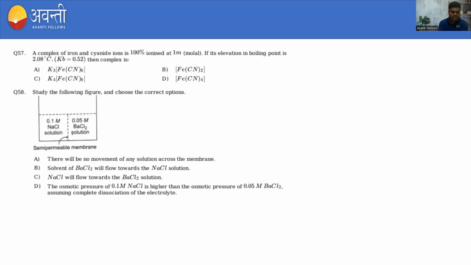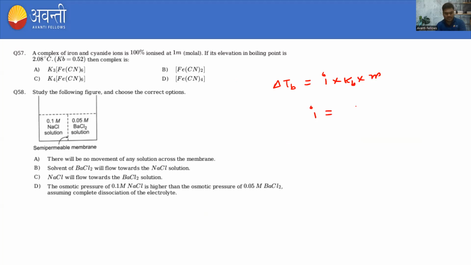Now, move to question number 57. This question is also very, very important, right? According to this question, a complex of iron and cyanide ion is 100% ionized at 1 molar. If the elevation in boiling point is given, then which complex is this? So we know that delta Tb is equal to i into Kb into m.